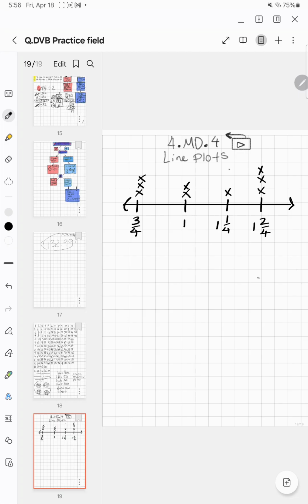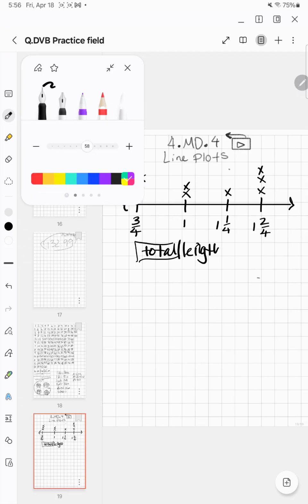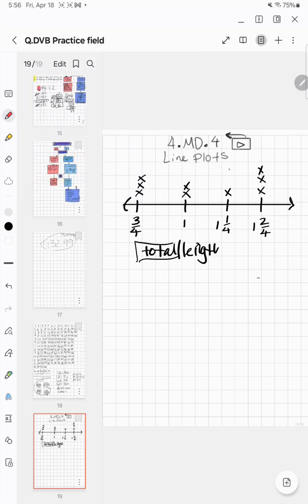Now again, let's pretend we have another hard question. And they ask you, what is the total weight or total length or whatever you got? You see total, which means you're going to add all of these fractions together. Now again, you should be on your own. The state test won't do this for you.